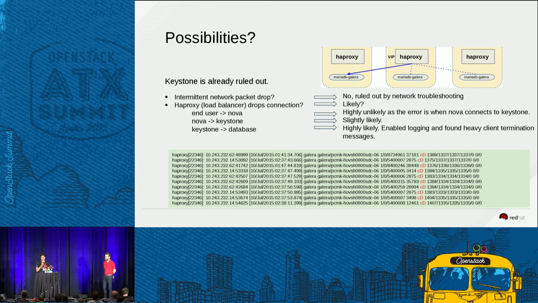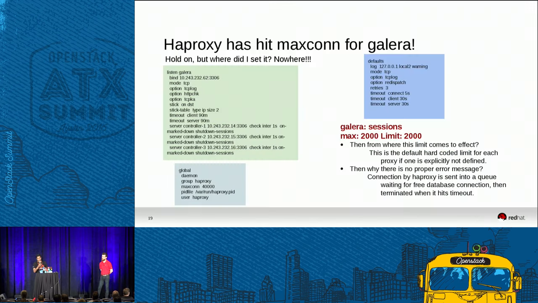We don't see any HAProxy error messages for communication between Nova and Keystone. All the messages that we see are between Keystone and the database. So we tried to debug why so many client termination messages were coming for the database services. We then enabled the HAProxy HTTP statistics page, a nice UI which shows all the connections served by each proxy within HAProxy. And finally, we took a close look at the MariaDB Galera proxy, and we found that MariaDB Galera had hit the maximum connection limit, that is 2,000.